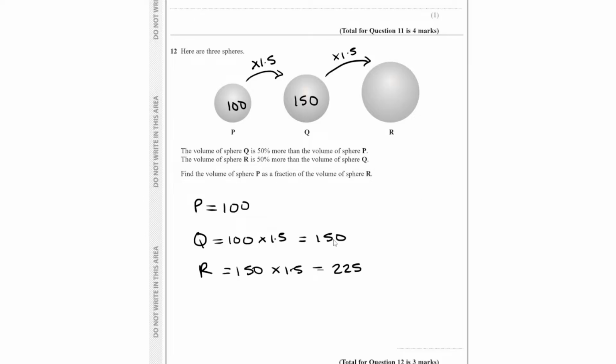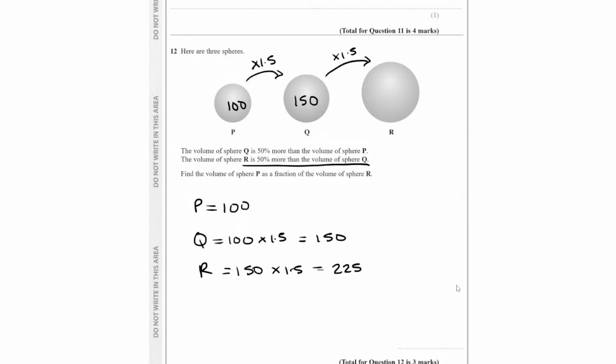So 50% of Q is 75, isn't it? We're adding 50% of Q, not 50% of P. Yeah, because you added 50% of the 100. Do you see how it says R is 50% more than the volume of Q, not of the volume of P originally? So yeah, exactly, 50% of 150, which is 75. So 150 plus 75 is 225.